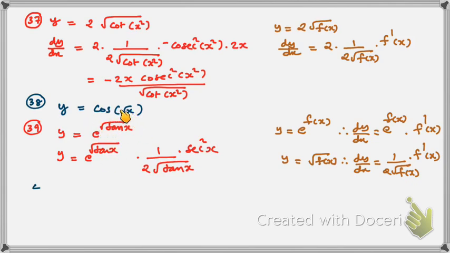But now I need to differentiate the inside function, which is not tan x, it's root tan x. So what's the derivative of root x? 1 over 2 root x. So what's the derivative of root of tan x? 1 over 2 root tan x into derivative of tan x, which is secant square x. That's your question, which you should try.